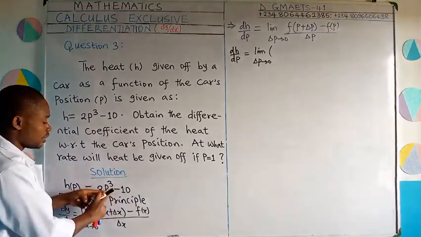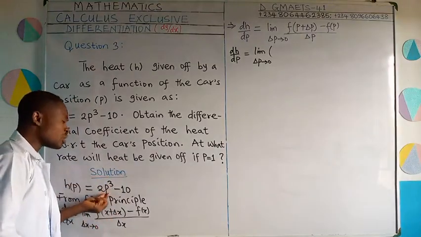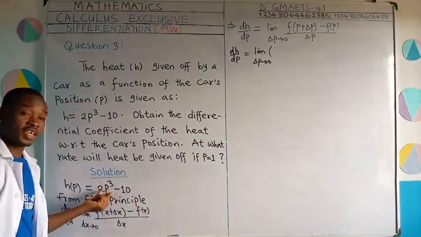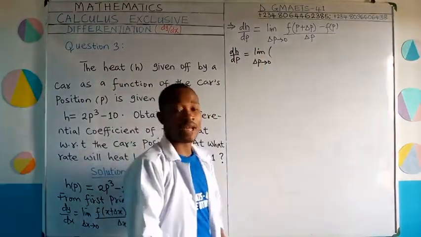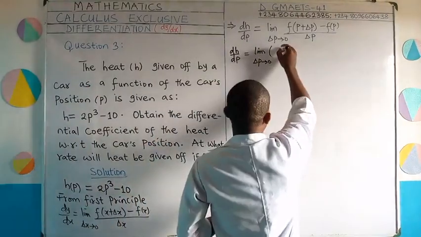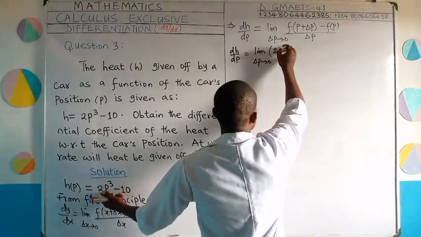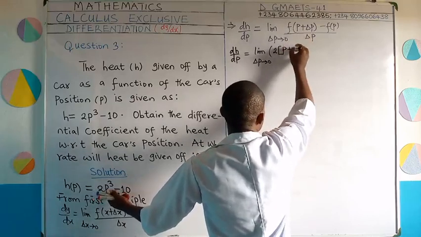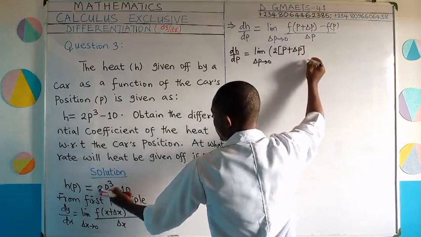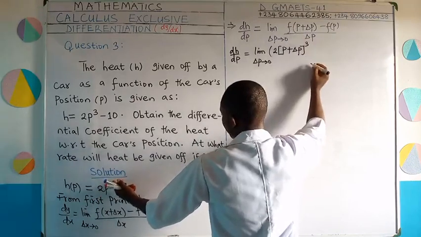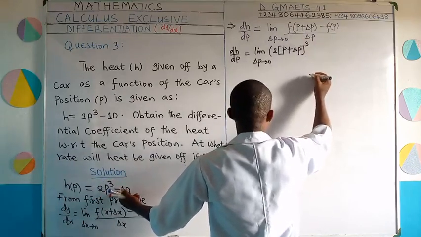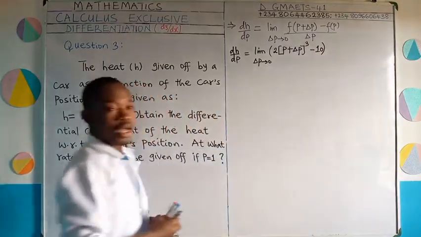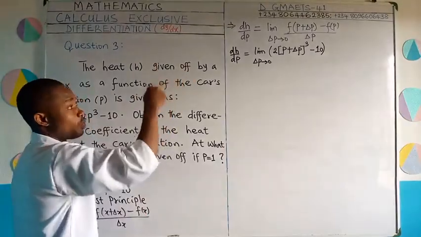So in this case, this is 2p raised to the power 3 minus 10. So in place of this p, put p plus delta p. Anything that happens to p in the given function, the same thing will happen to that p plus delta p. Going by that, I will write 2, then open brackets. This p will now be replaced with p plus delta p. Of course, this is raised to the power 3, so you raise this to power 3. And then next, you have minus 10. Good. I'm done with that first part, f of p plus delta p.